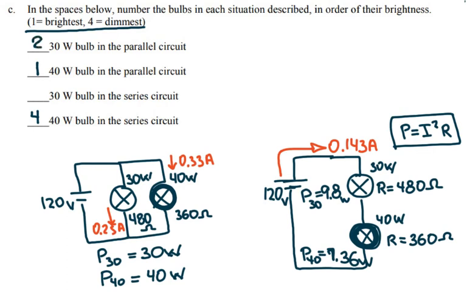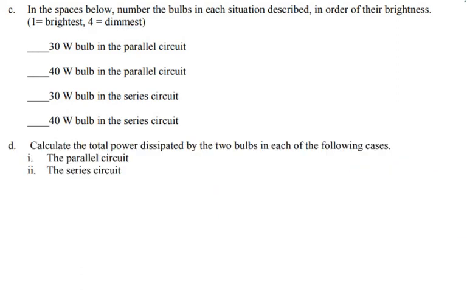And the 30 watt in parallel connection, in series connection. So 30 watt in series connection is the second lowest from the bottom. So that's going to be the third one. And for the last question, they ask you to calculate the total power dissipated by the two bulbs in each of the following cases, in parallel circuit and in series circuit.